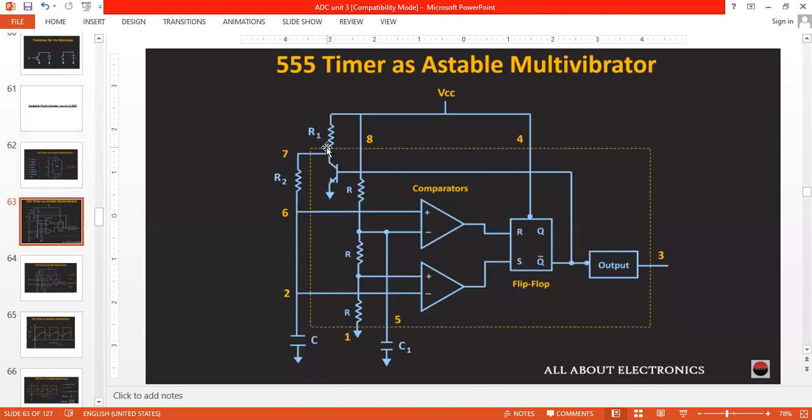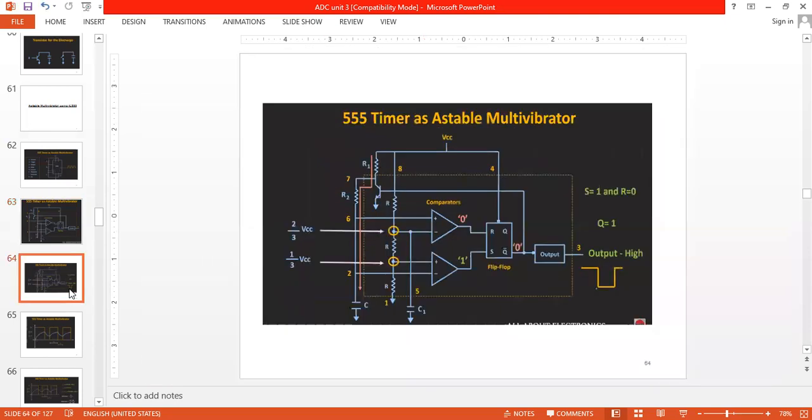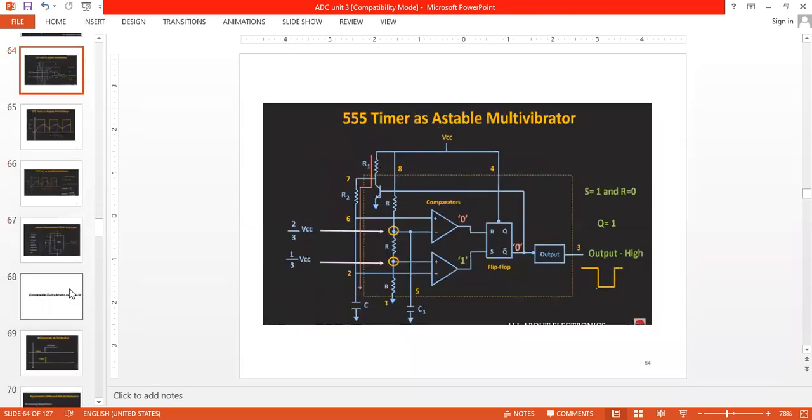First condition, by VCC, that is the charging condition. This is the charging direction. In the initial condition, the output will be 0, so it is given to the transistor and it will be an open circuit. Here, what happened? It is an open circuit, so the VCC value is given to resistors R1 and R2. The capacitor charges through R1 and R2 directly to the C value.